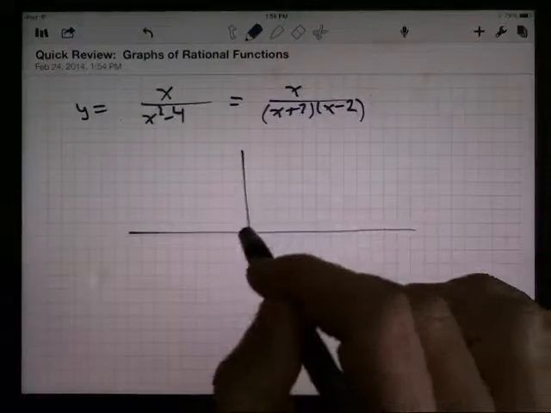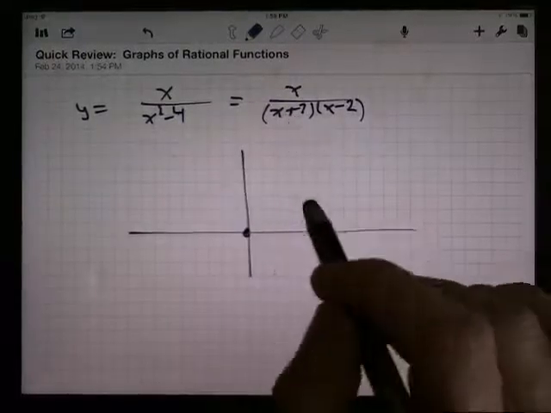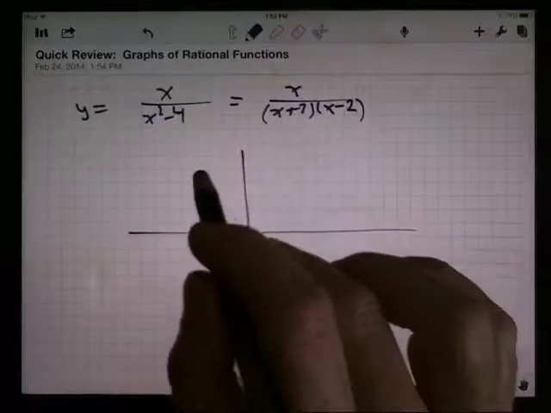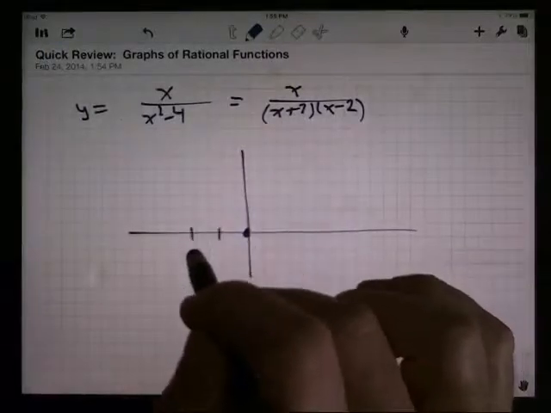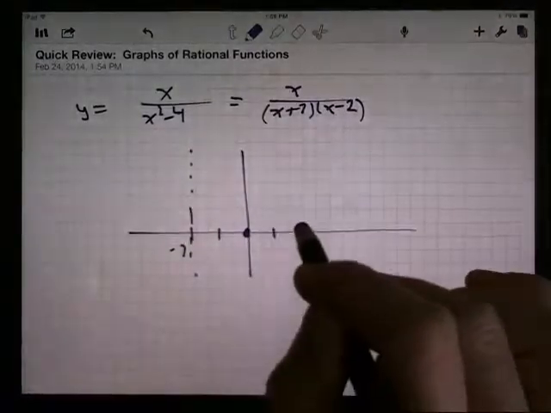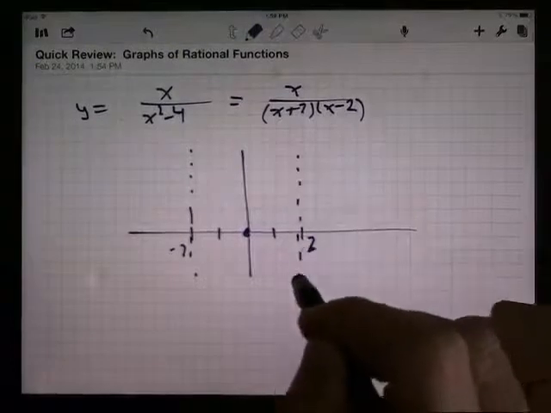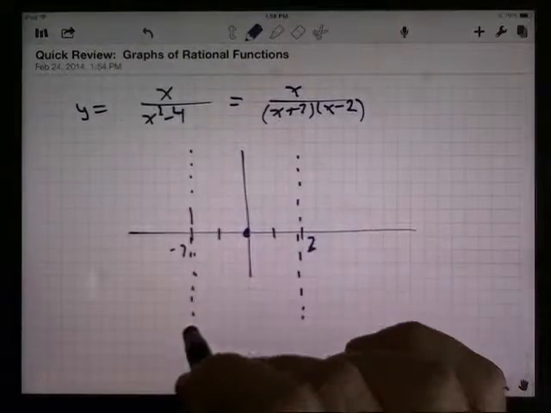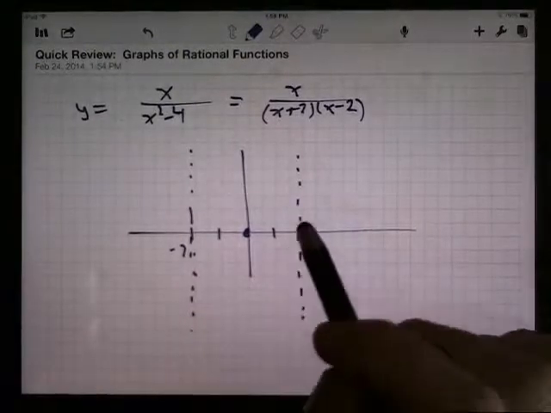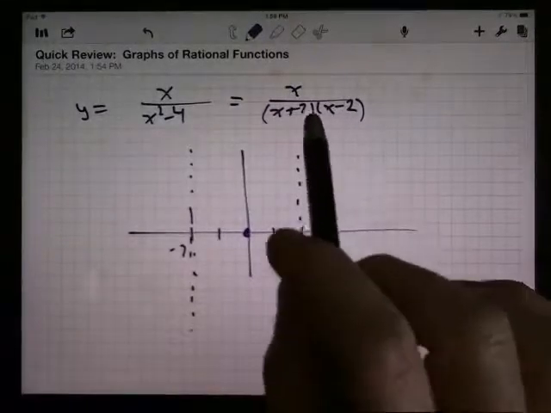I already know that at x equals 0, y equals 0. I also know that x equals negative 2 for this one, so negative 2 right there, or positive 2 out there. I've got vertical asymptotes. What happens in between? Well, there's several things I look at here.